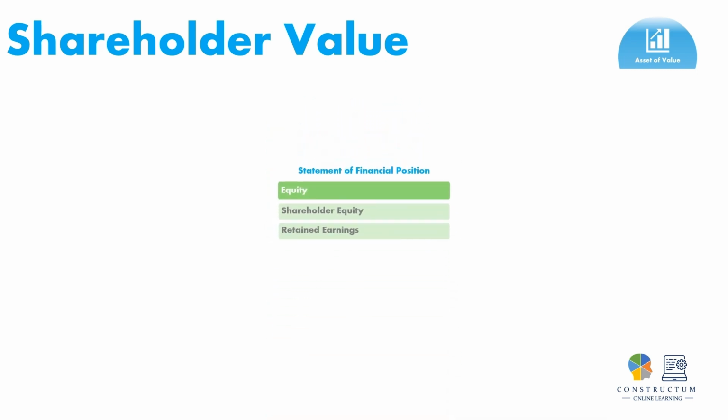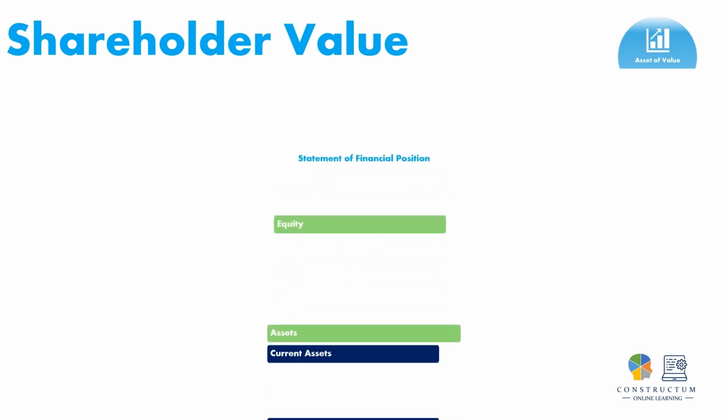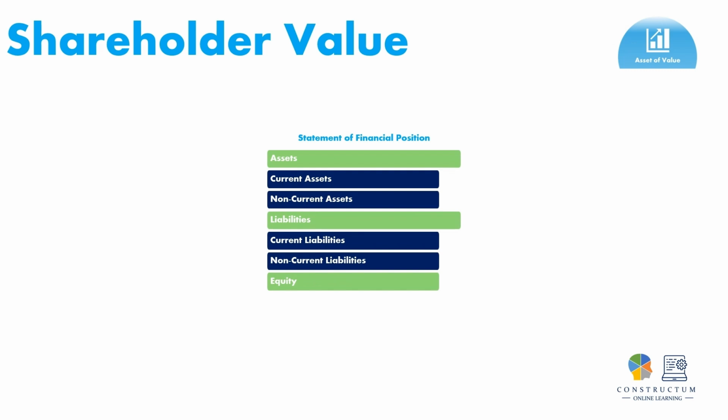Lastly, we have equity. Equity consists of shareholder equity and retained earnings. In conclusion, shareholder value or equity is akin to the fire sale value. Disposing of a business for this value is commonly referred to as an asset sale, where the purchaser, the new investor, is primarily interested in the assets of the business and less interested in the business as a going concern.